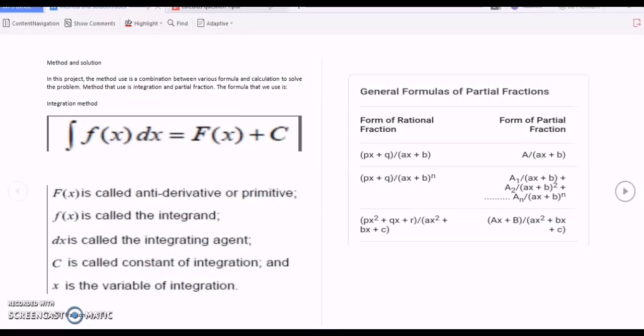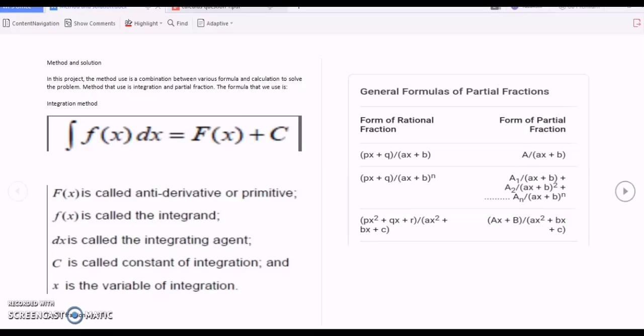Method of solution. In this project, the method used is a combination of various techniques and formulas to solve the problem. The methods used are integration and partial fraction. The formula that we use for the integration method is the integral of f x dx equals F x plus c. F x is called the antiderivative or primitive, f x is called the integrand, dx is called the integration agent, c is called the constant of integration, and x is the variable of integration.